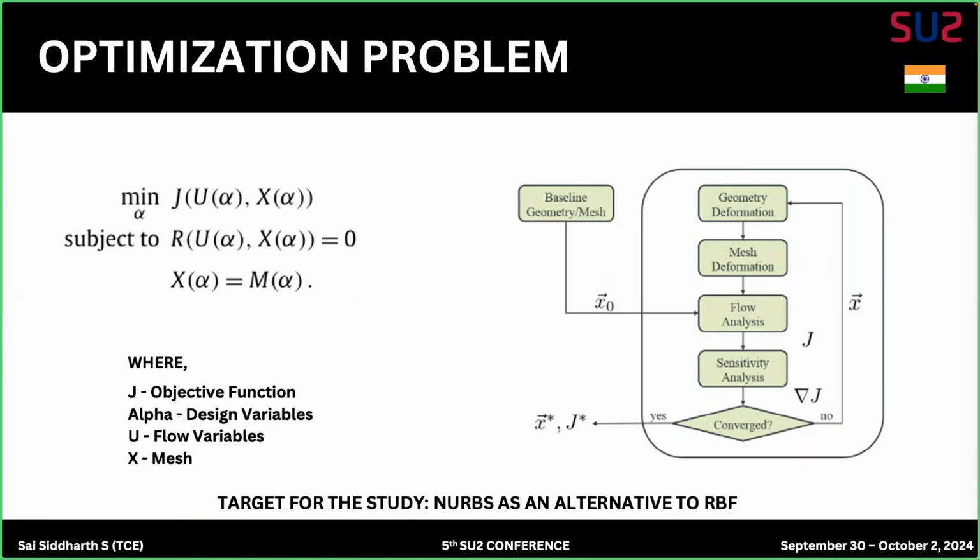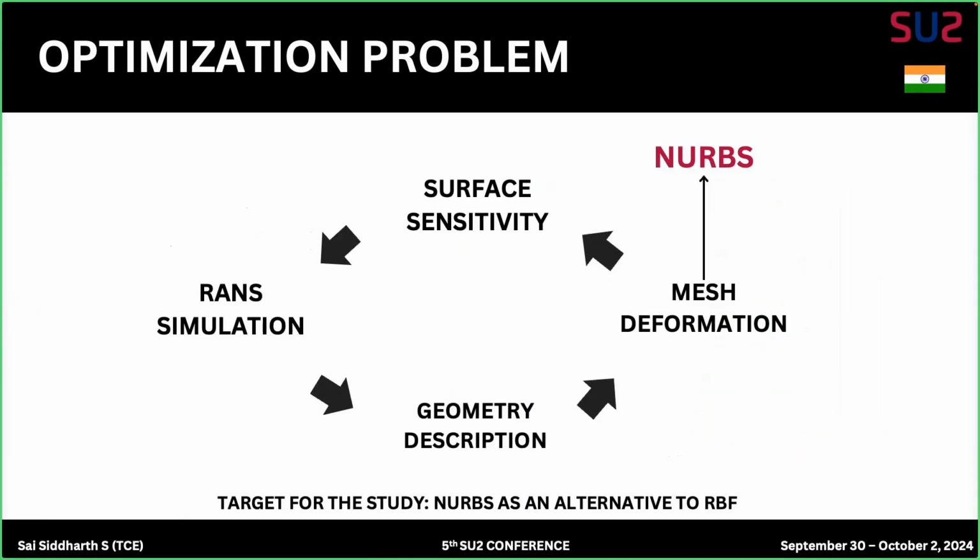So then the workflow. It is a typical workflow which I follow, which starts with the geometry description where I introduce NURBS for mesh deformation, and then I went to the surface sensitivity calculation analysis, and then to the RANS simulation, and then iterating the process from there.